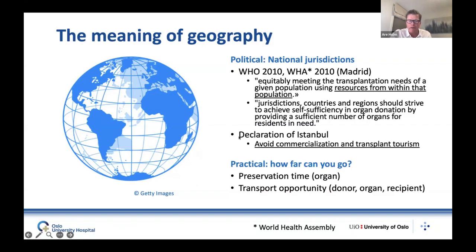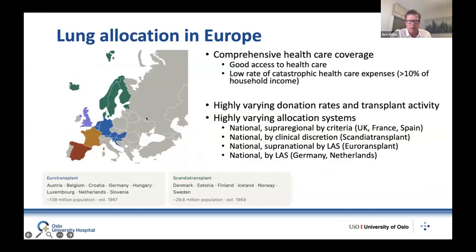And then geography means, of course, the obvious, the practical things. How far can you actually travel? How long can you preserve an organ, which is necessary to move it? And how far can you move the recipient? So those are practical implications of geography. Now, a few words about lung allocation in Europe.